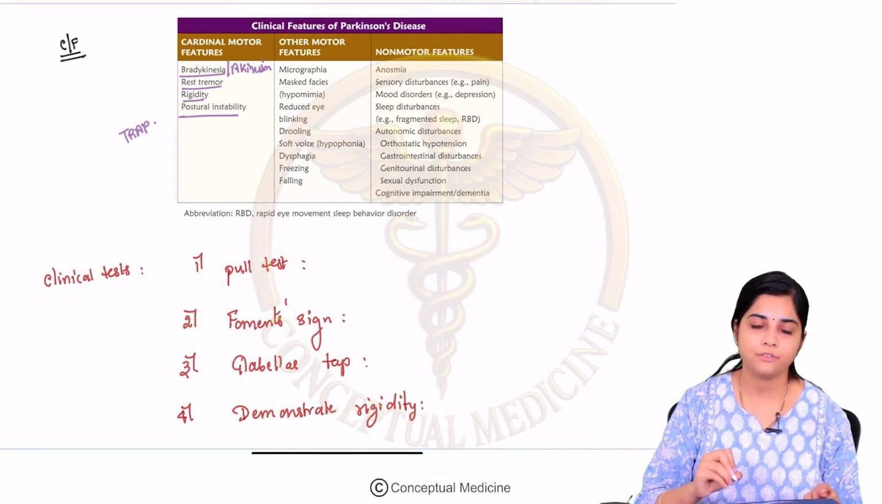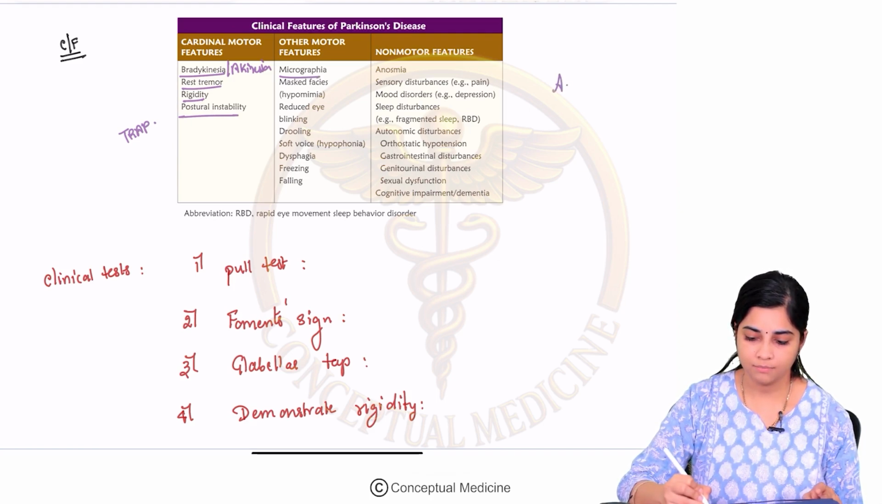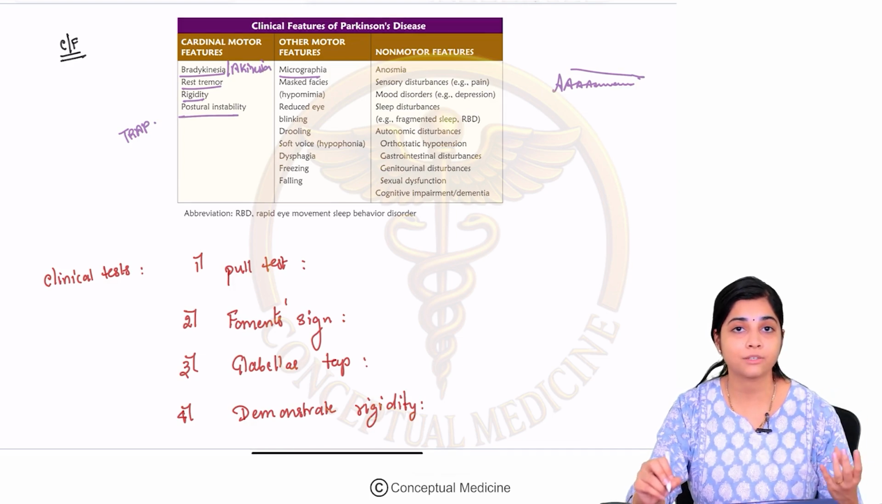Let us see other features. Very, very important. When you ask them to write, it becomes like this. What is this? There is micrographia, right? So there is micrographia. Where do you find macrographia?